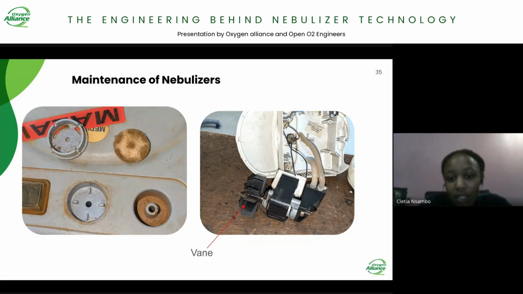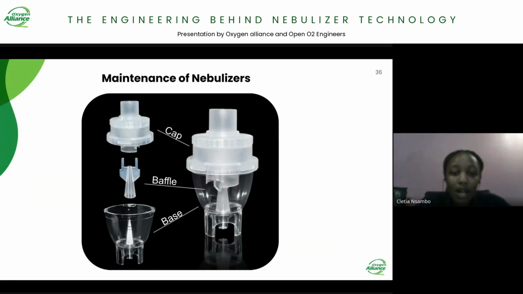And this is the compressor unit. The pipes might be loose, so you need to check for these pipes, or whether they're bent. Make sure they're not bent because that would affect your nebulization. And this is a vane, where the arrow is pointing. This might also be worn out, so it might need to be replaced as well.